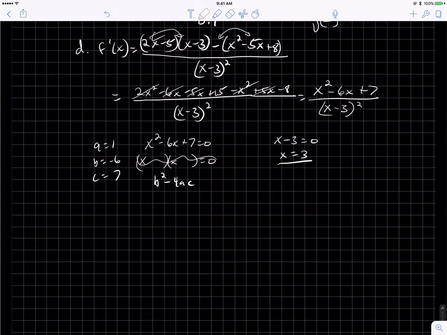So b squared is 36. A is 1. C is 7. 36 minus 28. So that comes out to be positive. So that looks like we are okay. There will be zeros from this. So 36 minus 28 is 8. Now I'll put that into the quadratic formula. So x is going to be negative b, so negative negative 6, plus or minus the square root of 8 over 2a, so over 2.